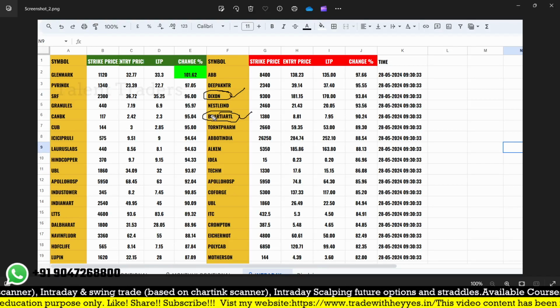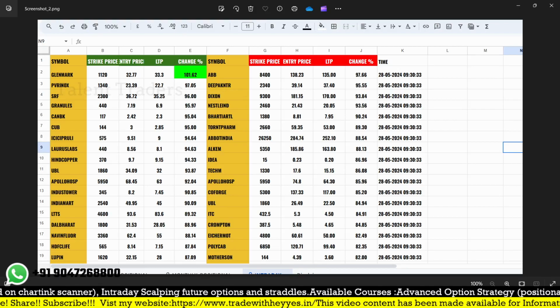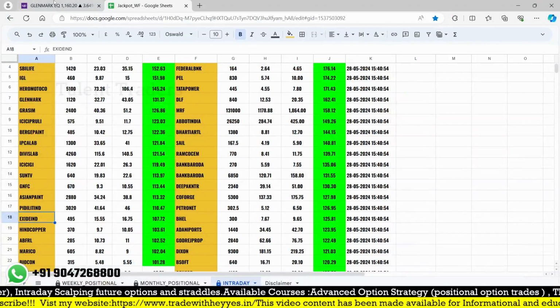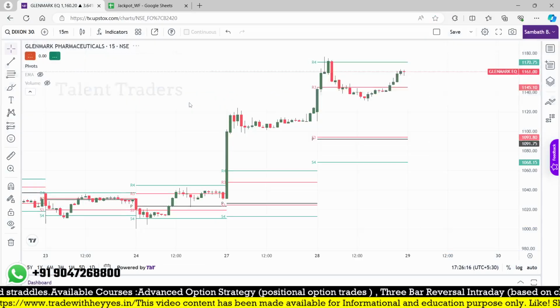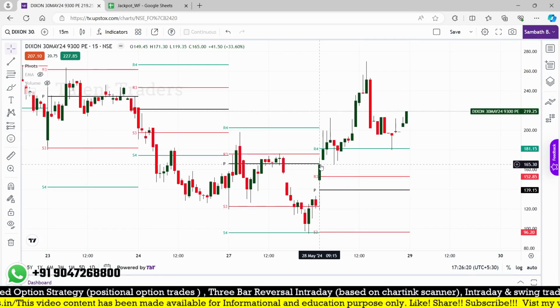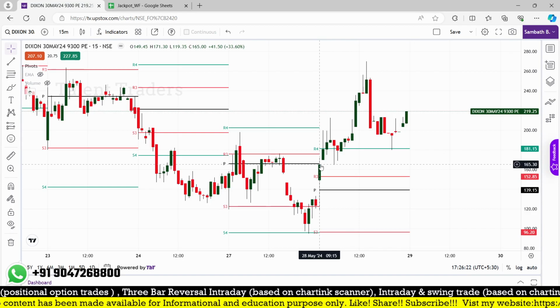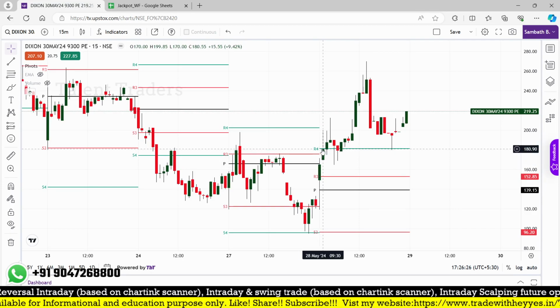That means it must break the level. I'm simply telling you the strike prices: Dixon 9300. The main condition I'm using for the Dixon 9300 put option is that it never breaks the R4 level in the first candle. Here the first candle is 9:15 to 9:30. It has not broken, so if it breaks after some time, then it is a valid trade.